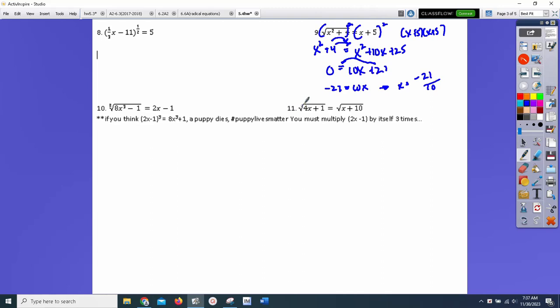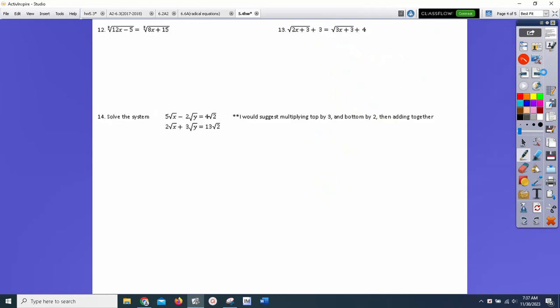11. 11's like super easy. The opposite of square rooting is to square. 4x plus 1 is x plus 10. X is on one side, numbers on the other. 3x is 9, x is 3. And I do have a little more time here. So let's do 13. 13 is a good stopping point.